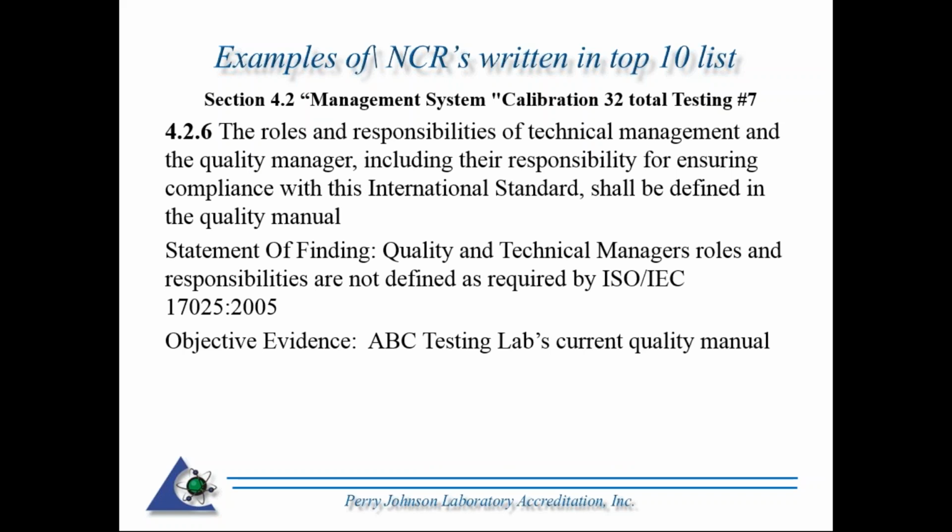Okay. Moving on our top 10 list here, we have section 4.2, which is a section on the management system. You see, it fell in number 7 for testing, with 32 nonconformances written in calibration. Sections 4.1 and 4.2 are areas that, once an organization has been accredited, unless there are changes within the organization, I don't typically come across nonconformances in.